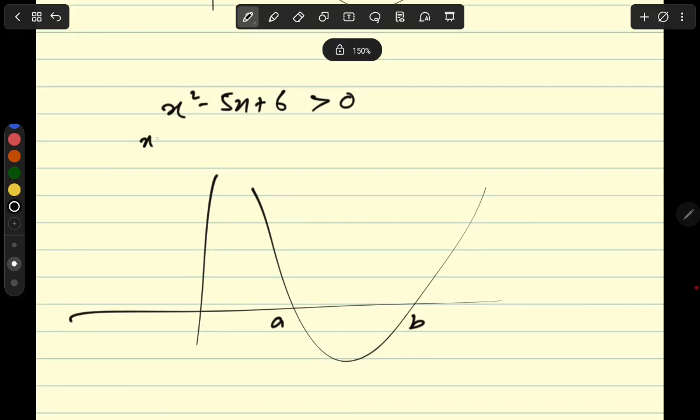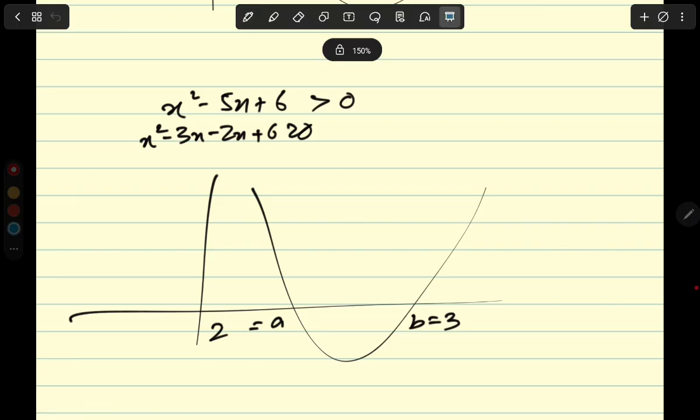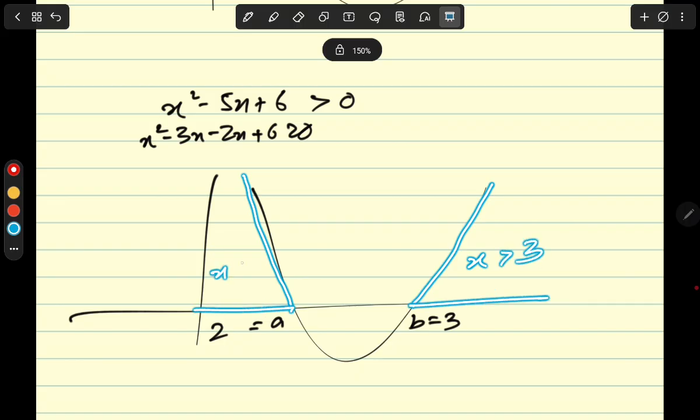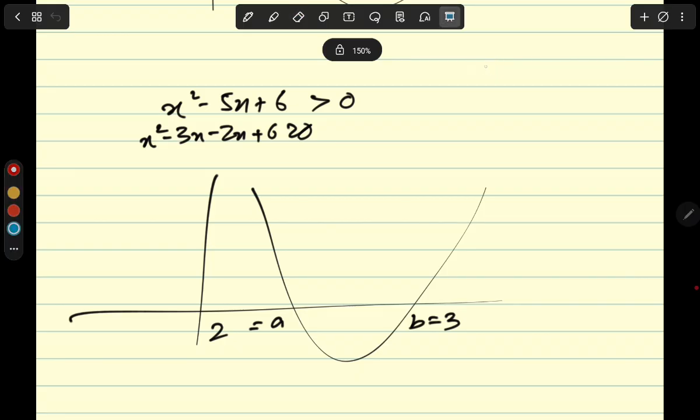solve it first. So this becomes x squared minus 3x minus 2x plus 6 is greater than 0. So I've got two roots. One is 3 and one is 2. So I will say that for greater than 0, I'm interested in this blue part. So this has to be greater than 3 and this has to be less than 2. And they cannot coexist. So I will write it as x is either greater than 3 or x is less than 2 where the graph is above the x-axis, right?